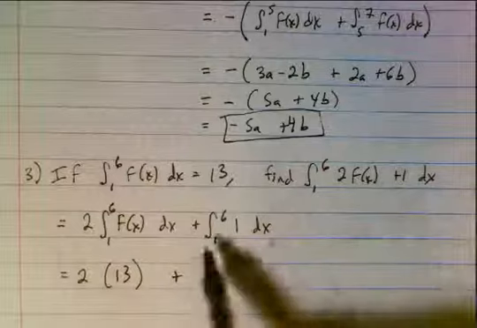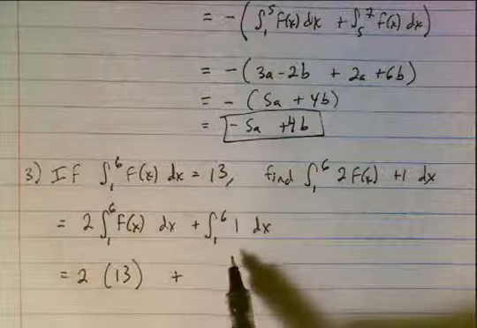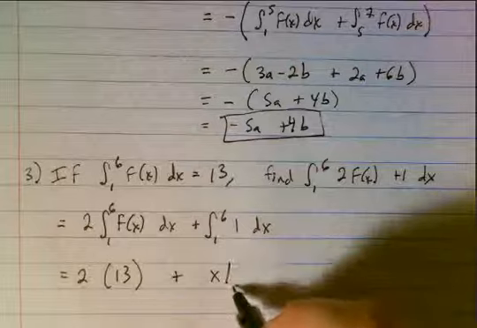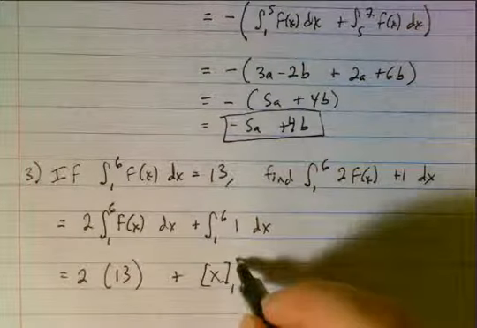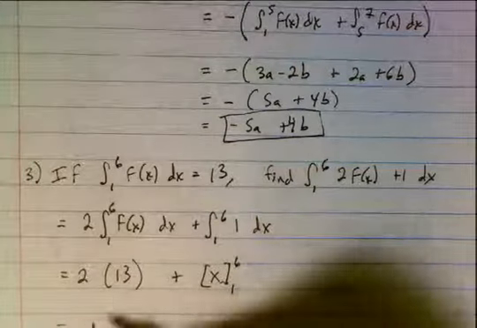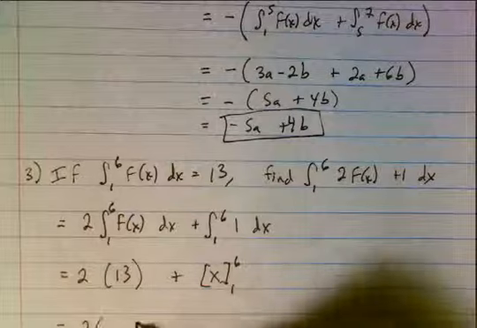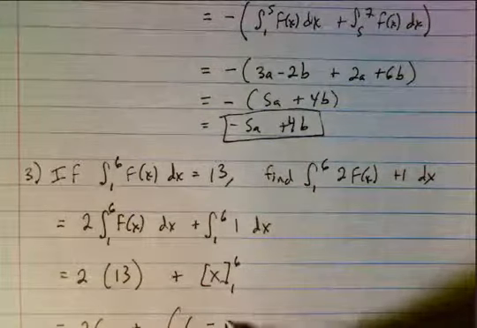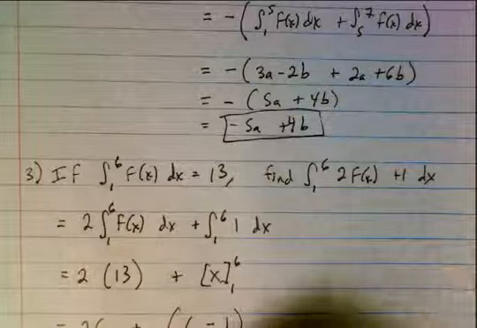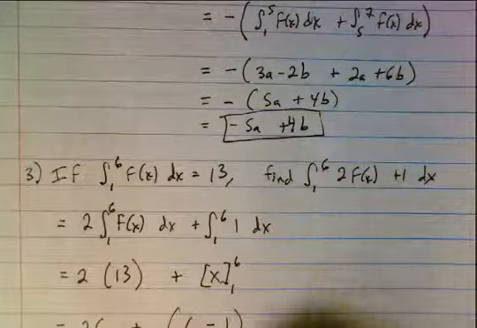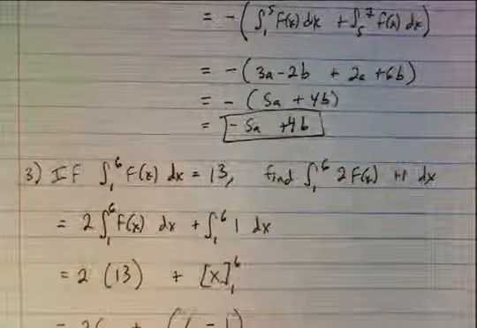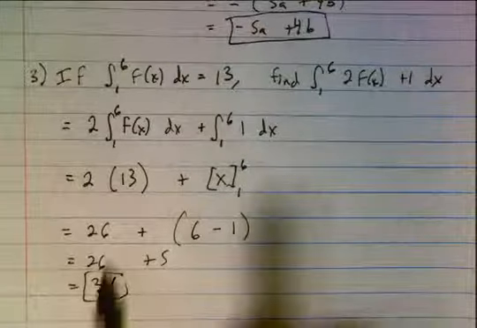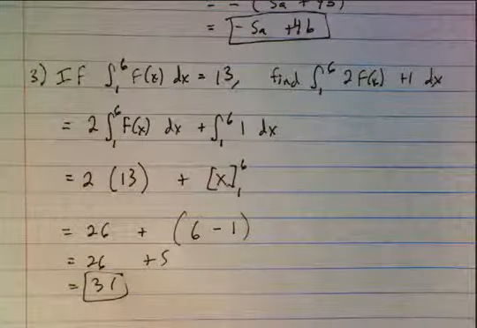Then we can just take this antiderivative like normal. The antiderivative of 1 is x. We're going from 1 to 6. So we've got 2 times 13 is 26, plus 6 minus 1, I'm just doing the substitution like we've done before. And there we go. Treating them as separate problems and then simplifying, we get 31.